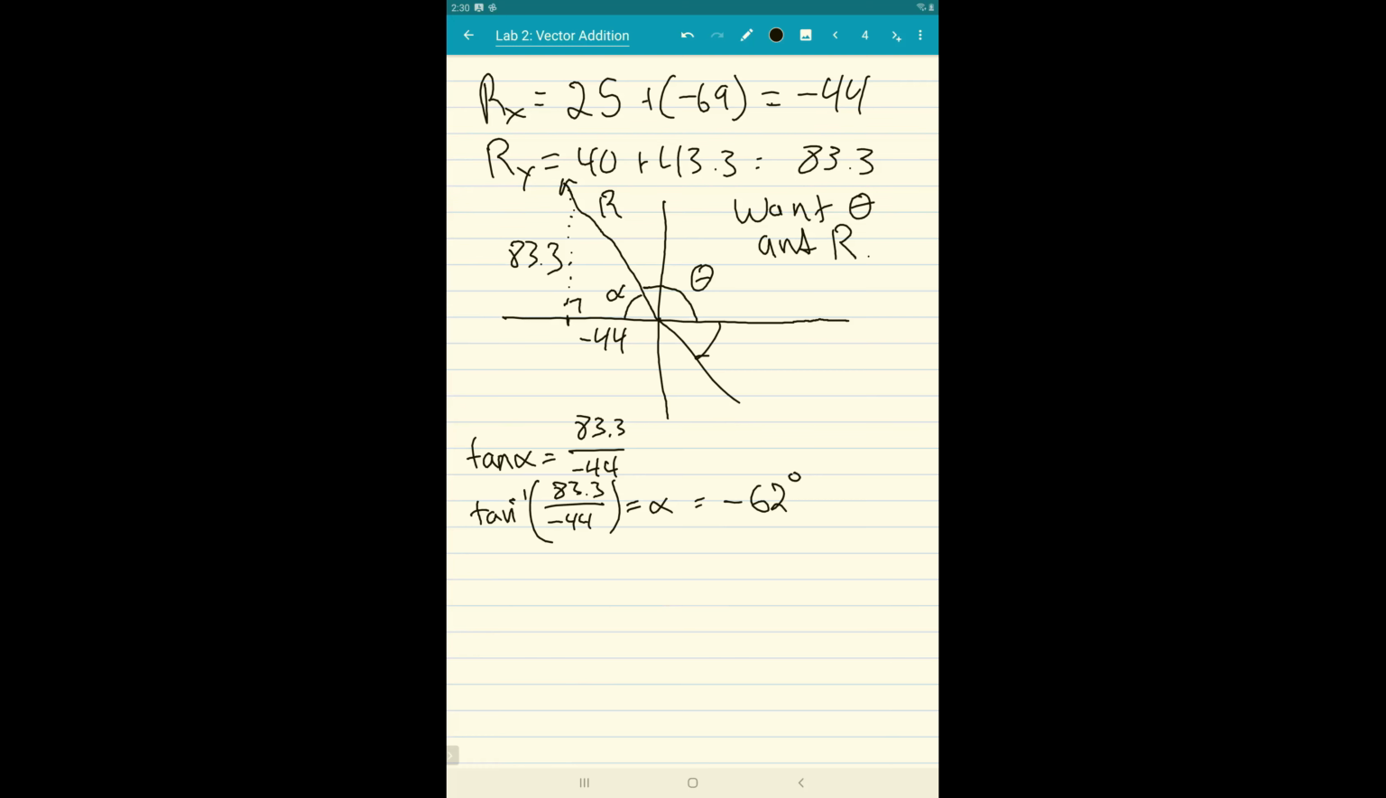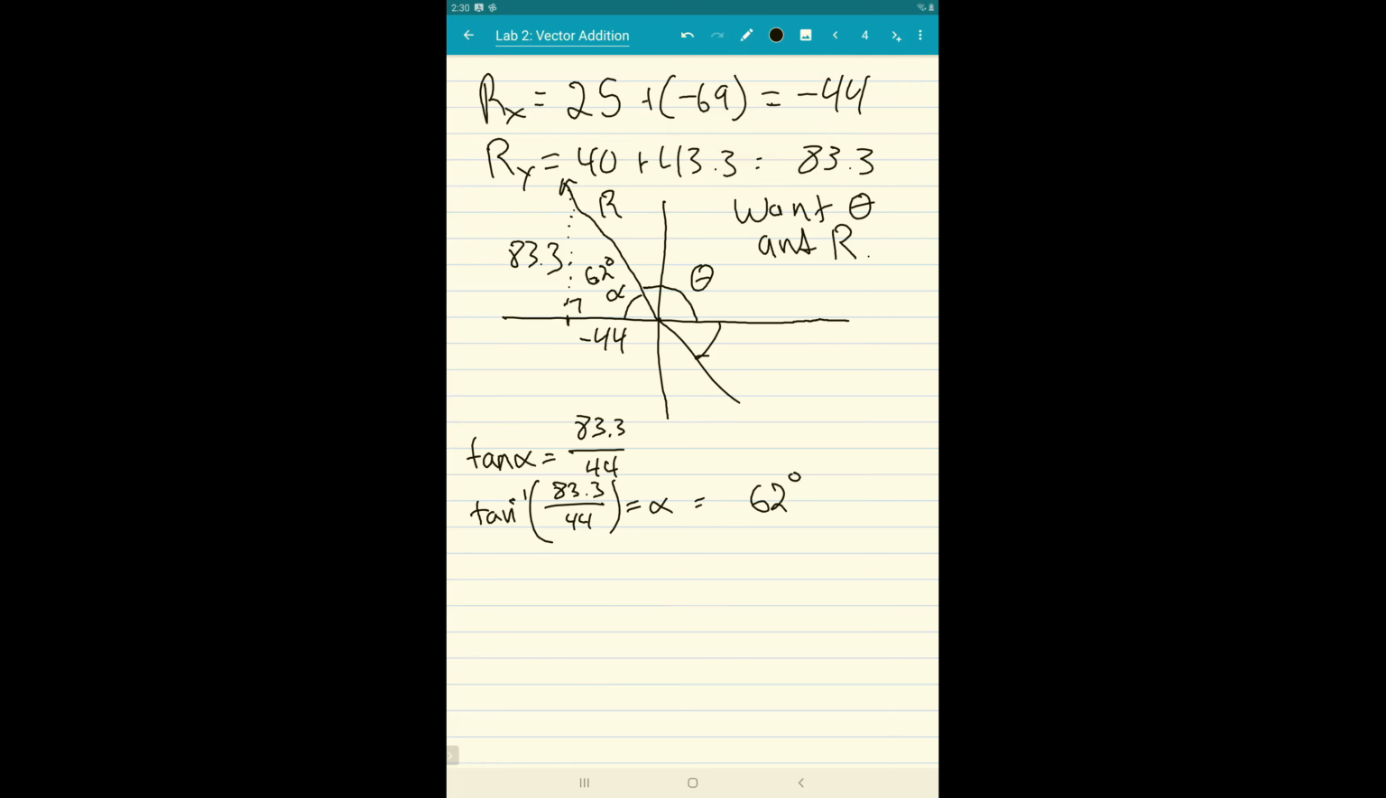So here's what I want you to do. When you're doing the inverse tangent, ignore that negative. Okay? That's what I want you to do. Positive 44, positive 44, positive 62. Now you know that alpha is 62 degrees, right? This guy right here is 62 degrees. But I want theta, right?